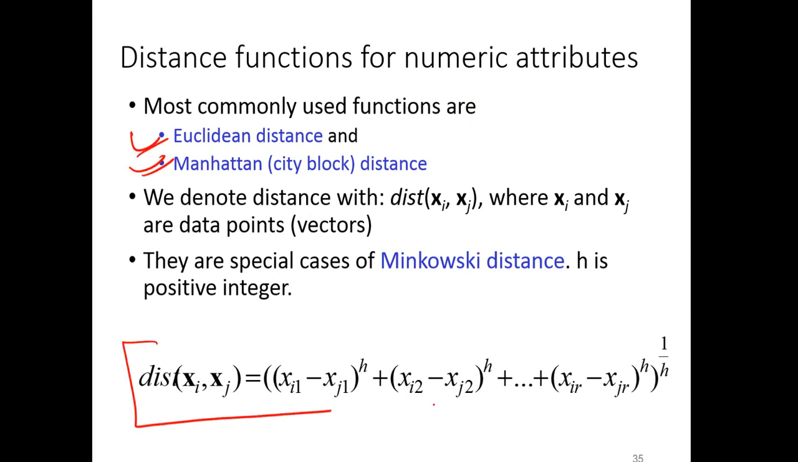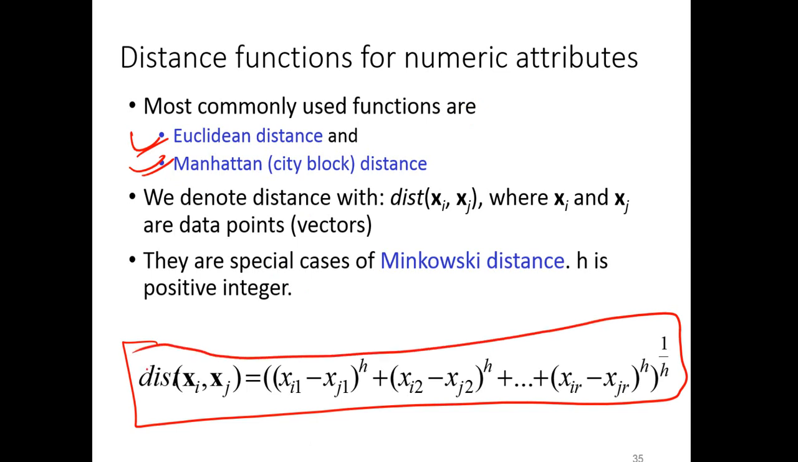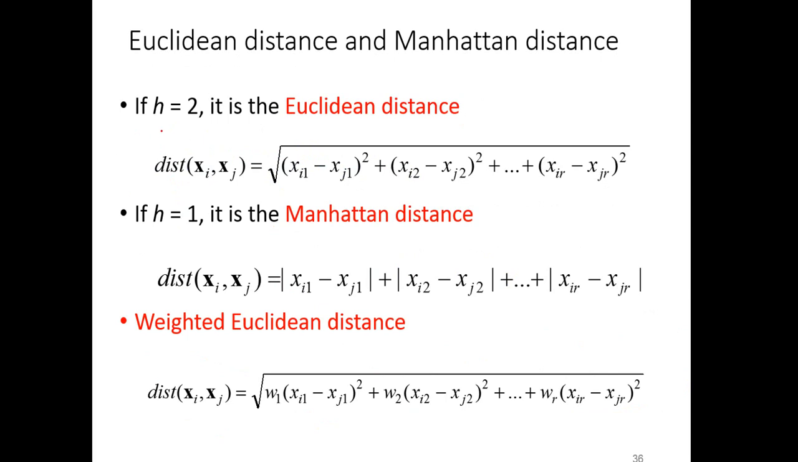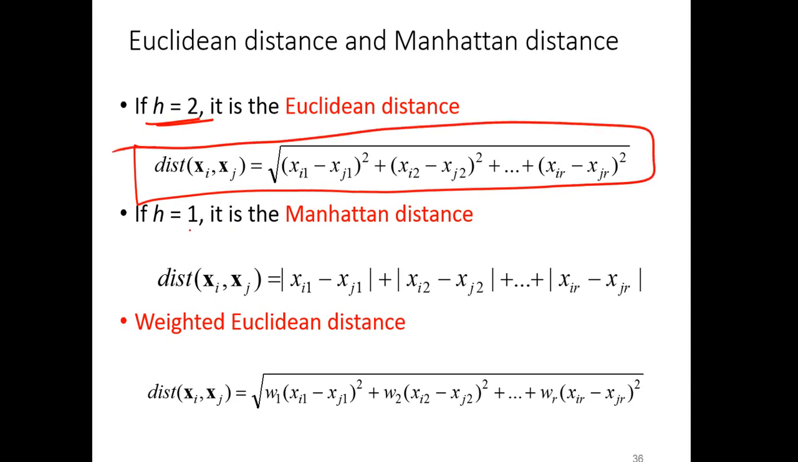This is the generalized form of a distance formula calculation. The h can take any values, right? So if h is equal to 2, it is the Euclidean distance. If it is equal to 1, then you get the Manhattan distance. You take simply the modulus of the difference of the data points and take the sum. Weighted Euclidean distance is also possible if you want to give different weights to different observations while calculating distance. So that's also possible.